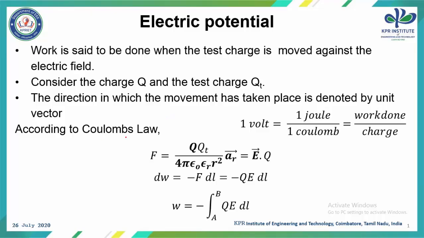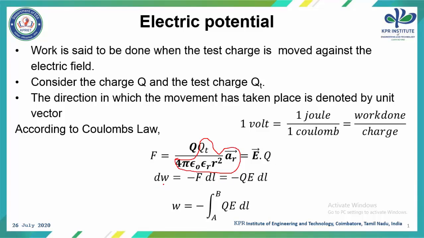According to Coulomb's law, F equals Q1 into Q2 divided by 4 pi epsilon naught into epsilon r into r squared. Here we have two charges, one is Q, the next one is Qt. Therefore F equals Q into Qt divided by 4 pi epsilon naught into epsilon r into r squared into ar vector. Now this value is called E. Therefore F is equal to E into Q.